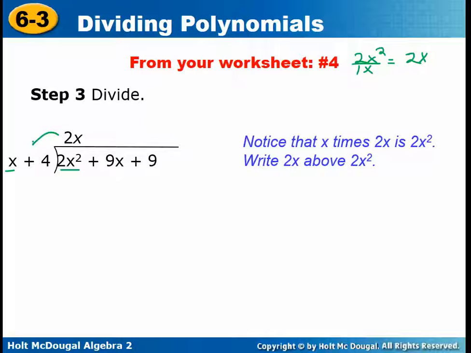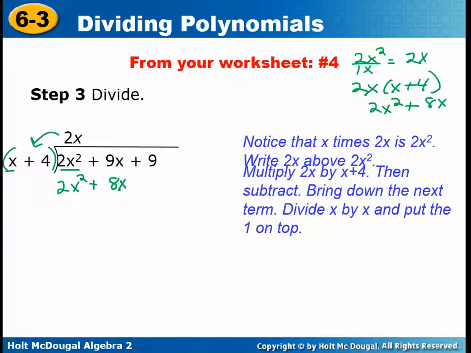Now we have to multiply back. We need to take 2x times x plus 4. So we're going to distribute, and that would be 2x squared plus 8x. That's what you write underneath. Then the next step is that we have to subtract that. And when we subtract this, we really are taking the opposite of this one and then the opposite of our second term as well. So 9x minus 8x is 1x, and then we bring down the 9.